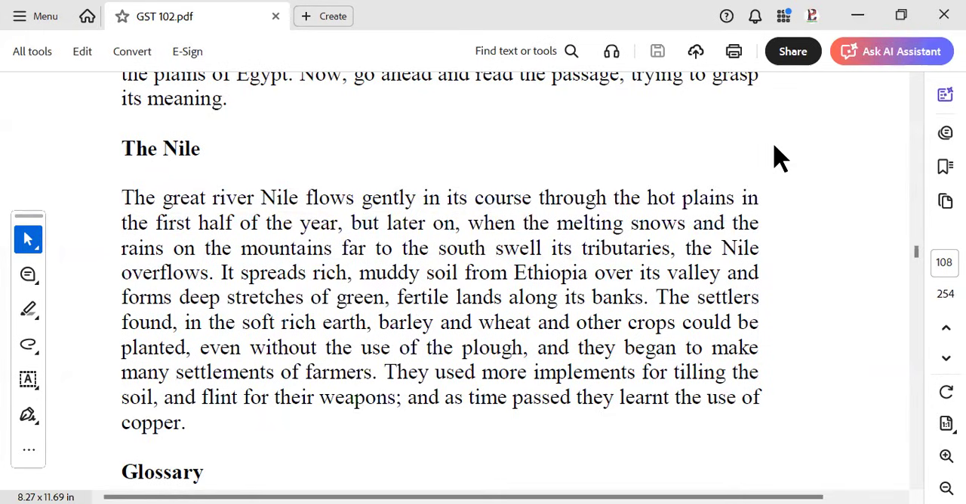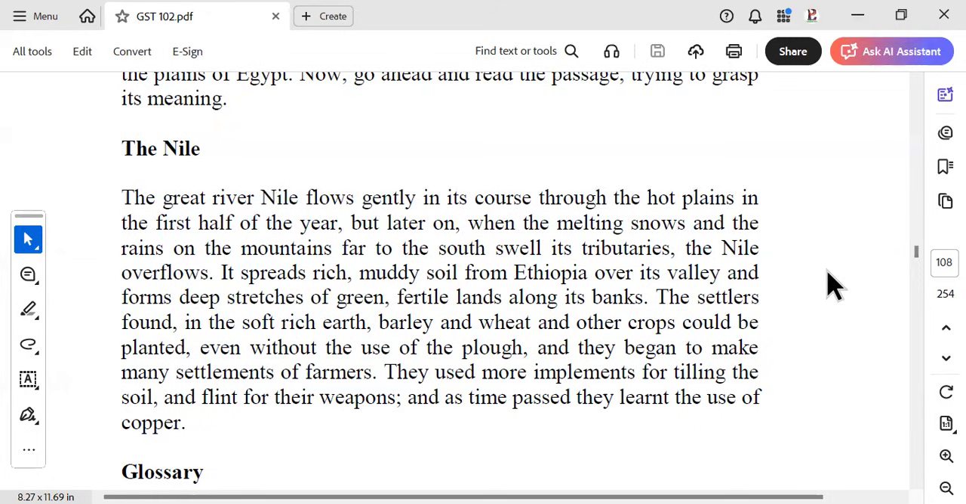The great river now flows gently in its course through the hot plains in the first half of the year. But later on, when the melting snows and the rains on the mountains start to swell its tributaries, the Nile overflows. It spreads rich, muddy soil from Ethiopia over its valley and forms deep stretches of green, fertile lands along its banks.